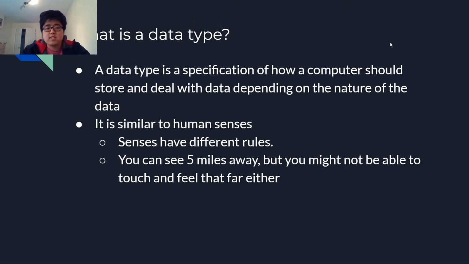So what is a data type? A data type is a specific way of how a computer should store and deal with data depending on the nature of the data. It is similar to human senses. So for example, your sight, you can see 5 miles away, but you might not be able to smell 5 miles away or touch that far. So there are different rules to different senses, and it's the same for programming.